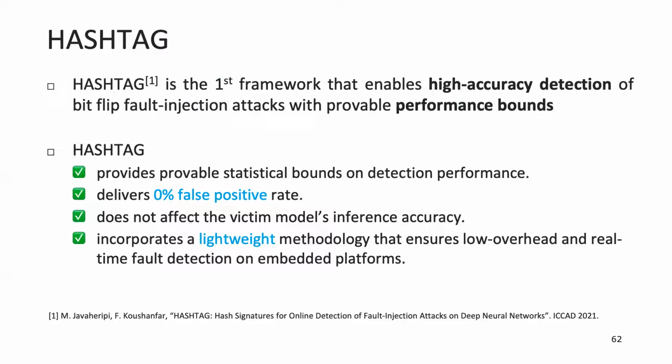Hashtag solves the disadvantages of the previously discussed detection techniques by using a hash signature for the model parameters. And in terms of the performance, Hashtag can provide a provable statistical bound on the detection performance, as well as zero false positive rate. The computation in Hashtag is also lightweight, and it can ensure low overhead and real-time fault detection.